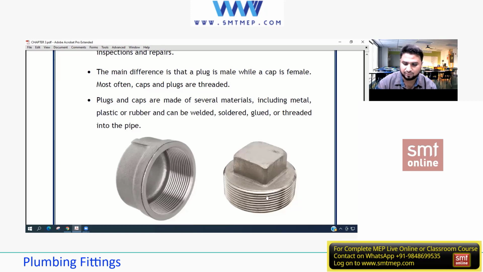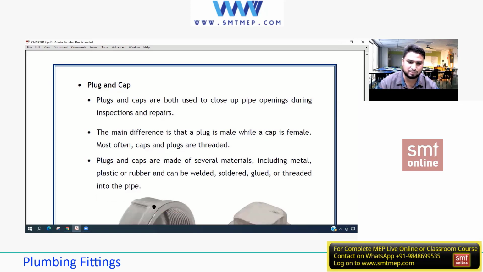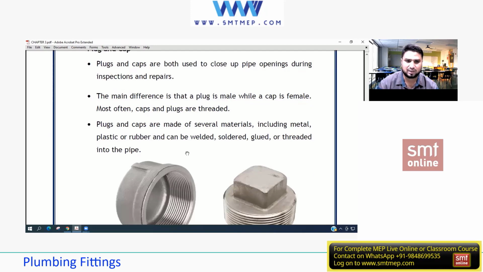A cap has internal threads and a plug has external threads. We have a number of things, but just remember what a cap and a plug look like, and these are all dummies or end caps. Caps and plugs are both used to close up piping openings during inspection and repairs. The main difference is the plug is male, as I said, this one, while a cap is female, this one. Most often caps and plugs are threaded, both, internal is female, external is male.